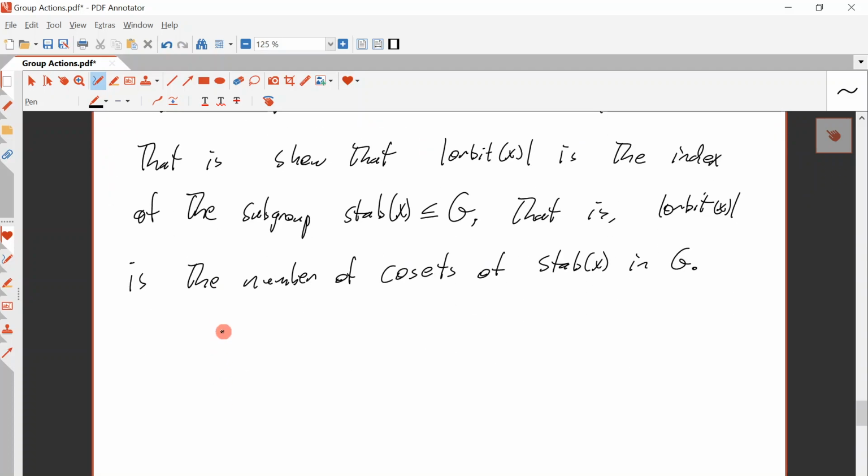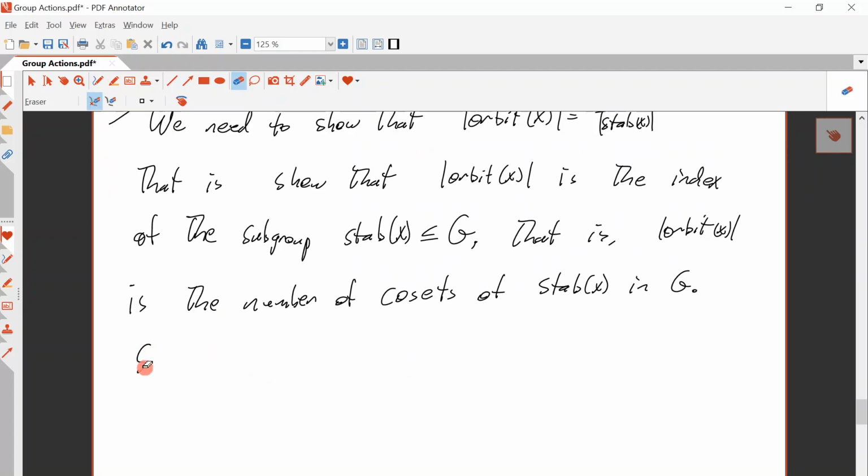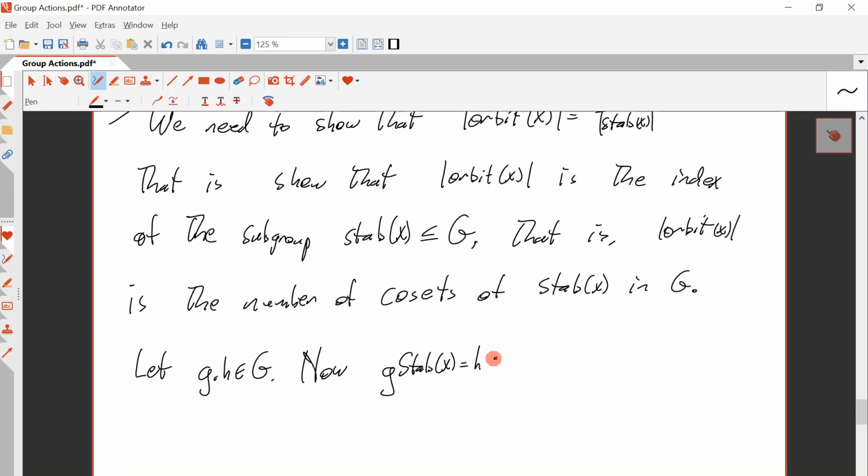Okay? All right. So suppose that g and h are in G. Now, the coset g stabilizer x is equal to the coset h stabilizer x if and only if h inverse g is an element, right, of stabilizer x.